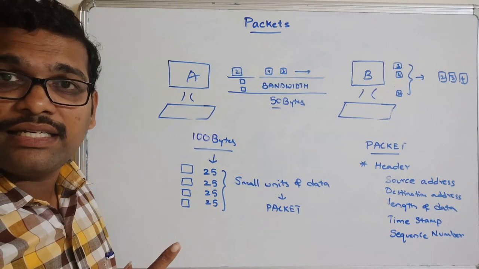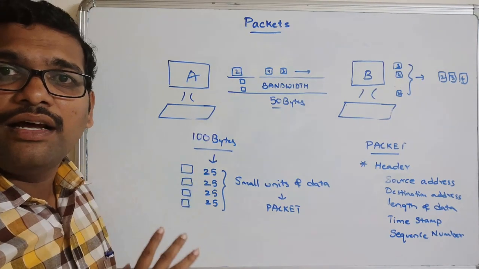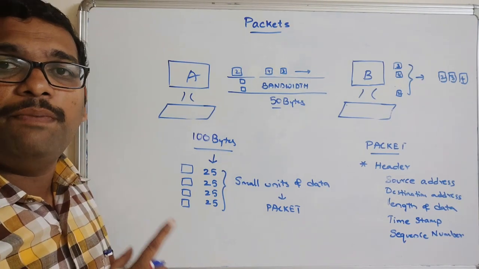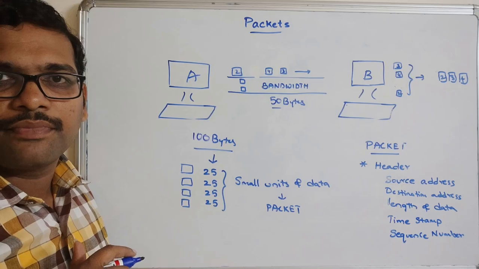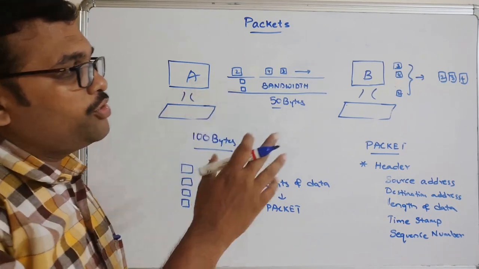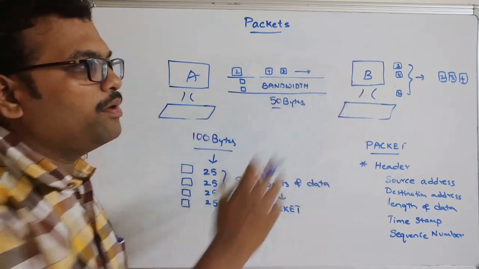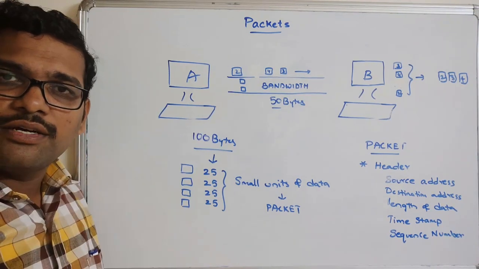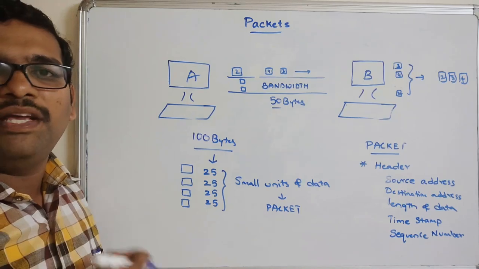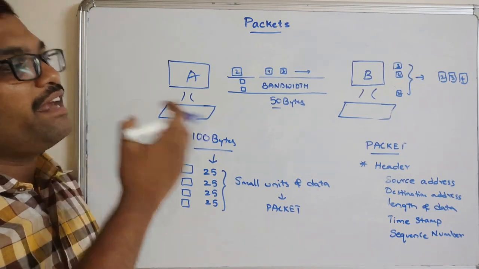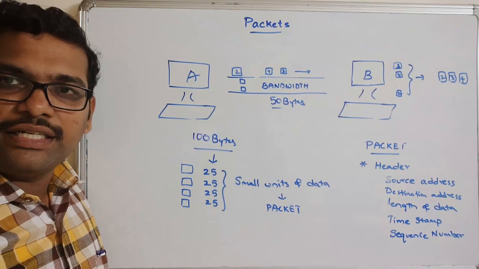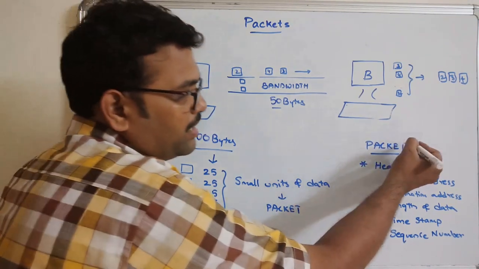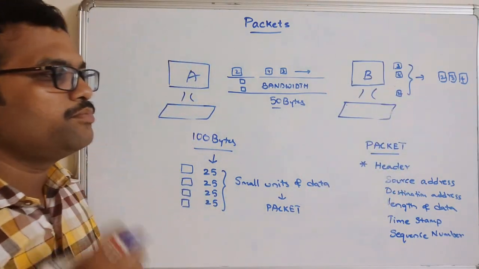So in such cases, B expects the retransmission of the packet. And that retransmission of the packet will be taken care of by the protocols. So the protocol will make sure that all the packets have been received by the destination. If any one of the packets has been lost, automatically the retransmission will be initiated. So the packets will be retransmitted to the destination, right? So this is how packets can be transmitted from source to destination.